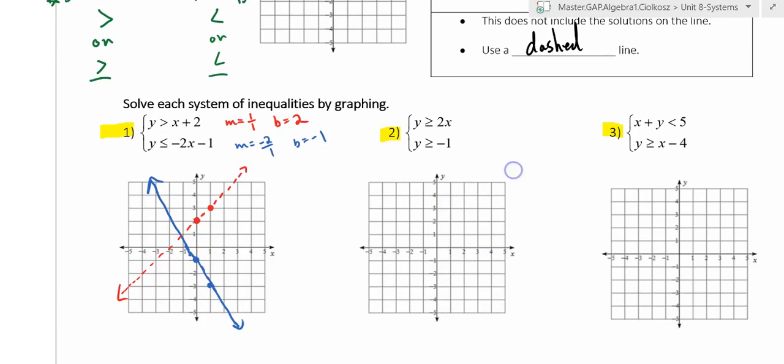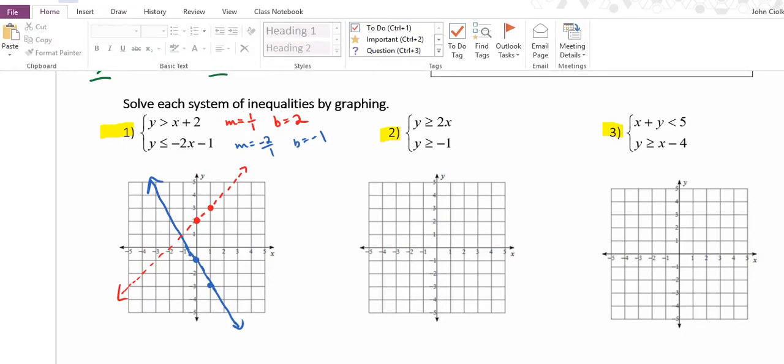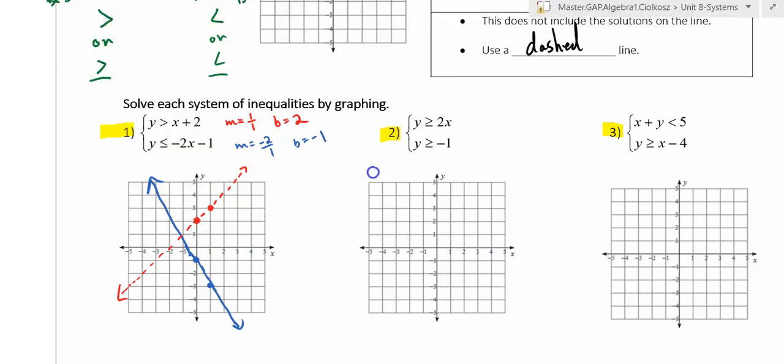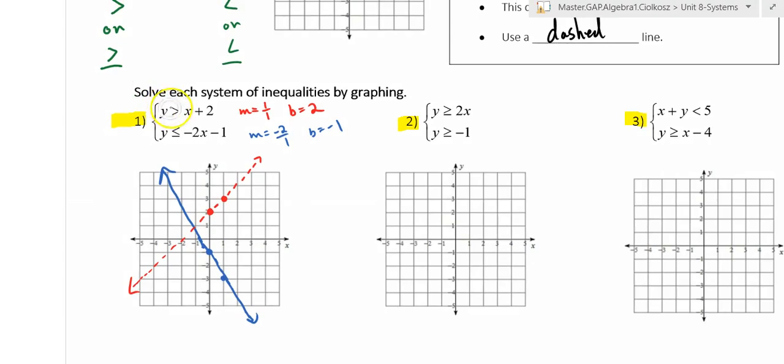So, let's look at our red equation here. This one is a greater than. So I'm going to shade above this line. If you think about above, that would be the top chunk here. So I'm going to shade here and here. If you look, every time we graph, we're going to get four regions.